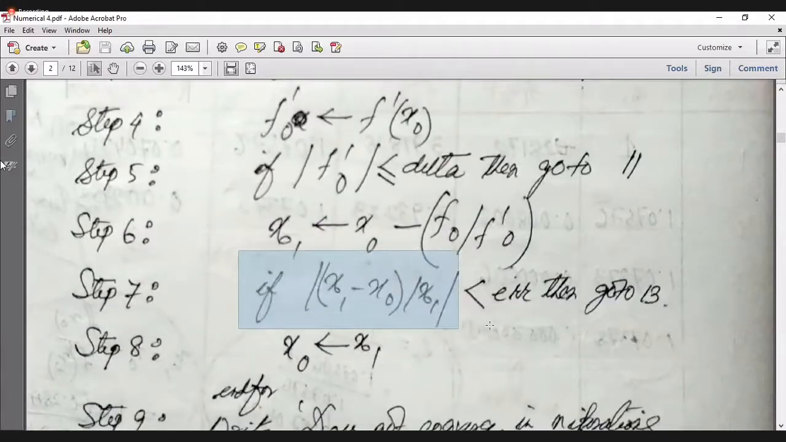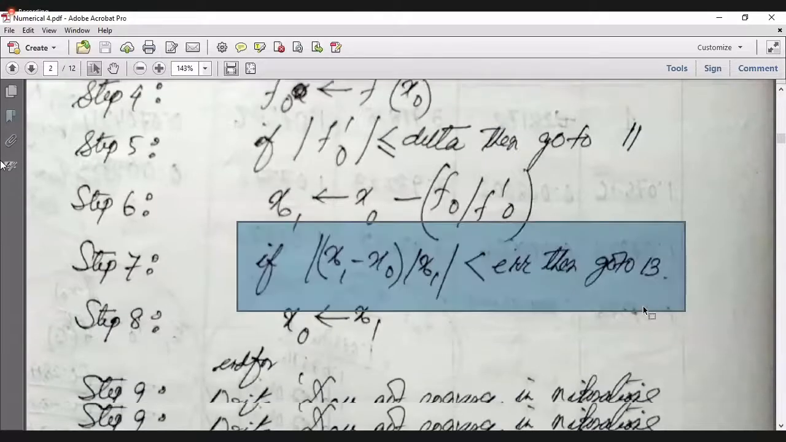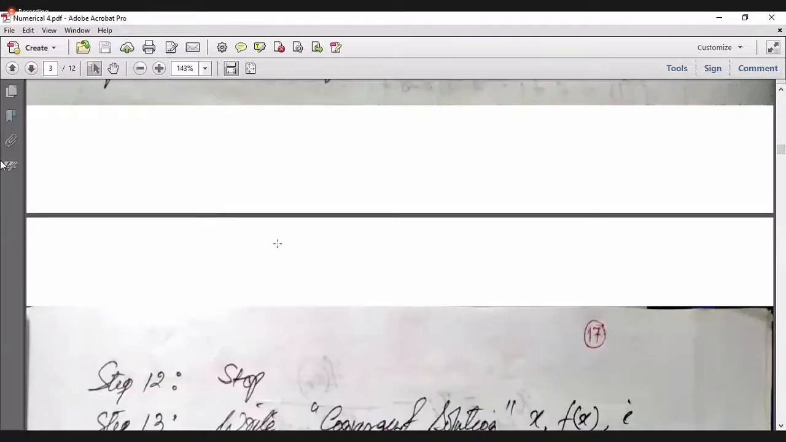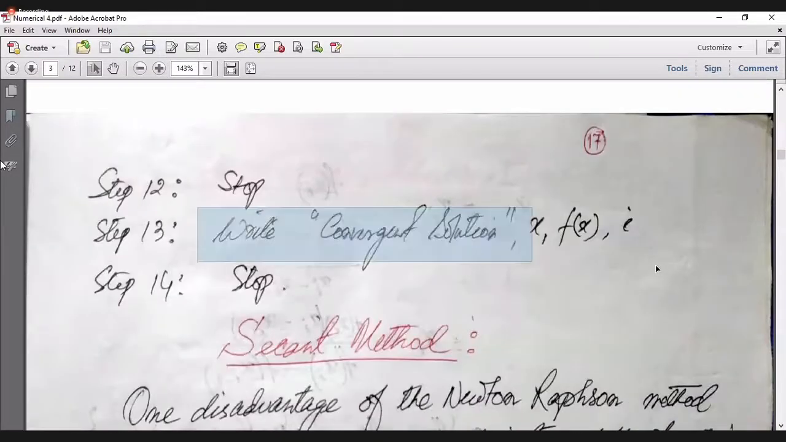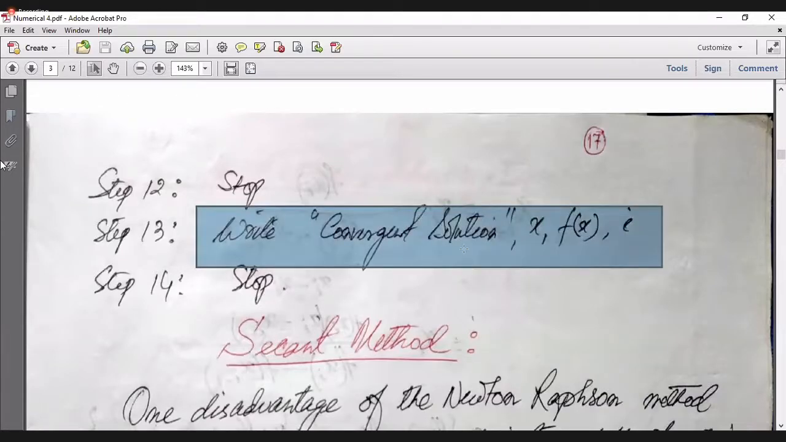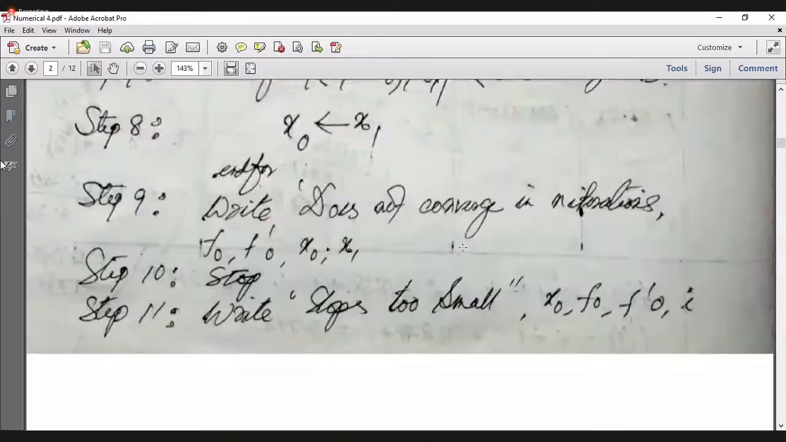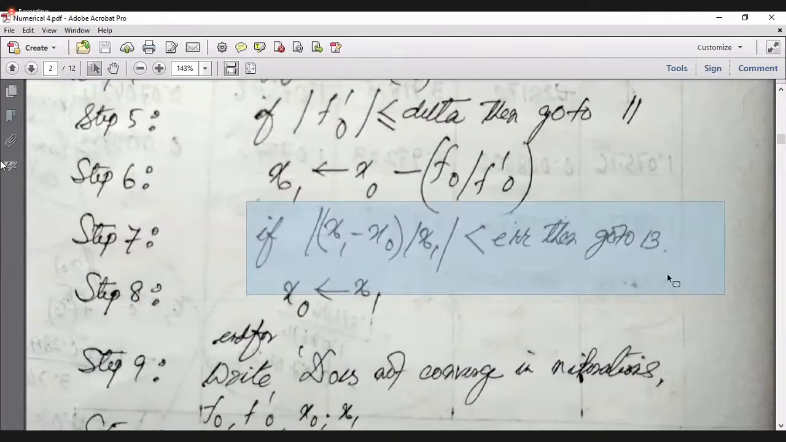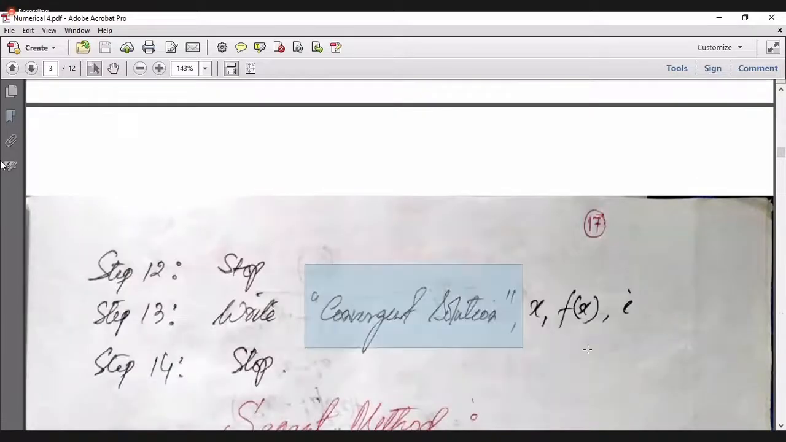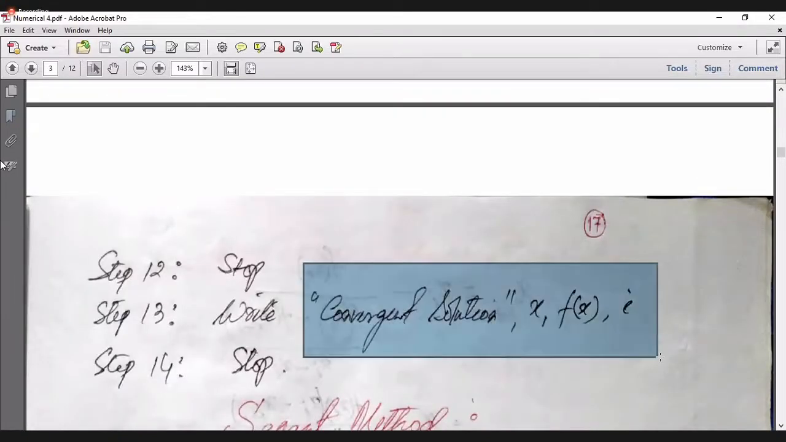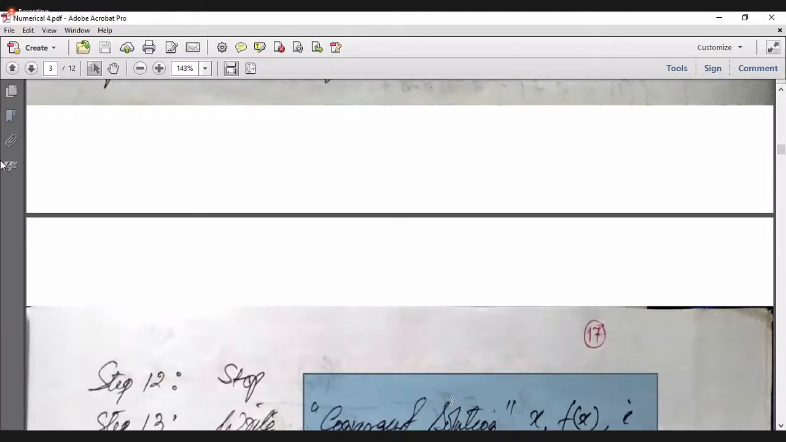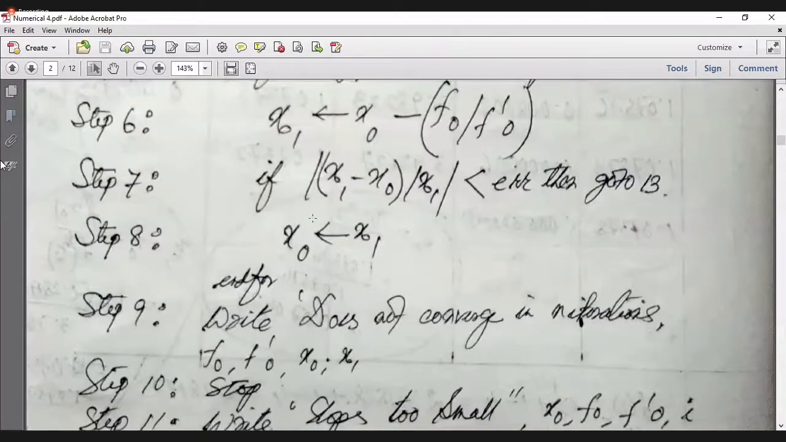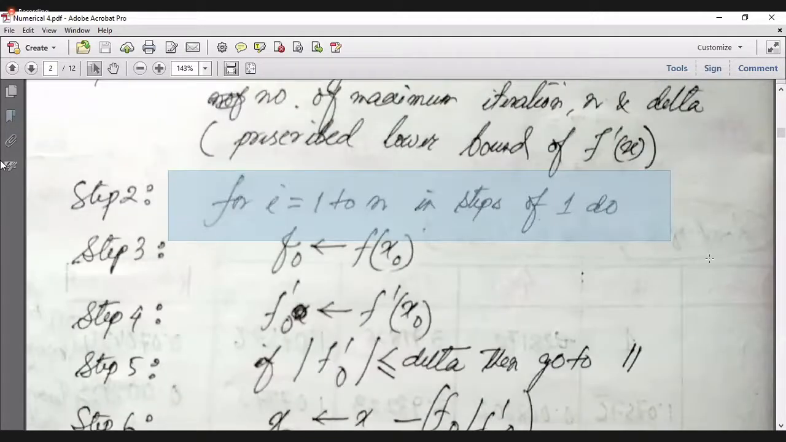If the relative error calculated is less than the provided error, then go to 30. 30 means here we print the root, the converged root, and find the value of x like this. Suppose after 3 iterations this condition is true, then automatically it will print this message: the root is like this. In this case, there is no need for continuing up to 20 times or 30 times.